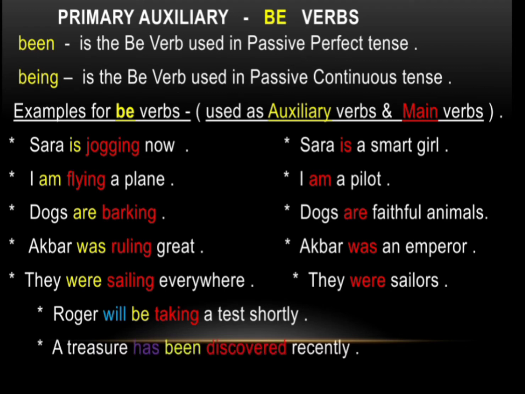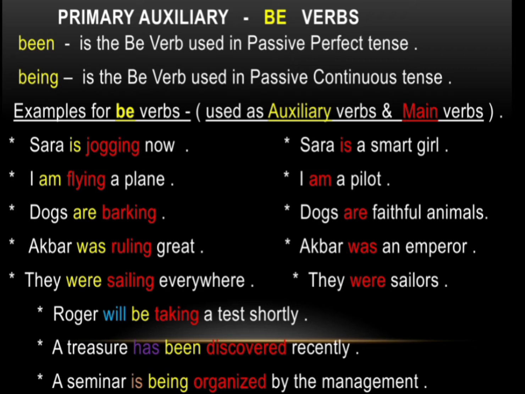A treasure has been discovered recently. Discovered is the main verb, been is the be verb, and has denotes the perfect tense, and this is in the perfect passive voice.